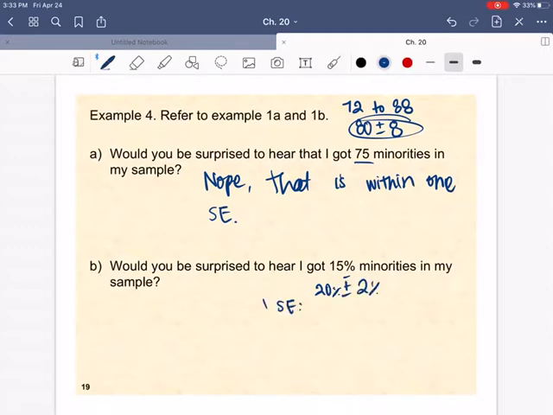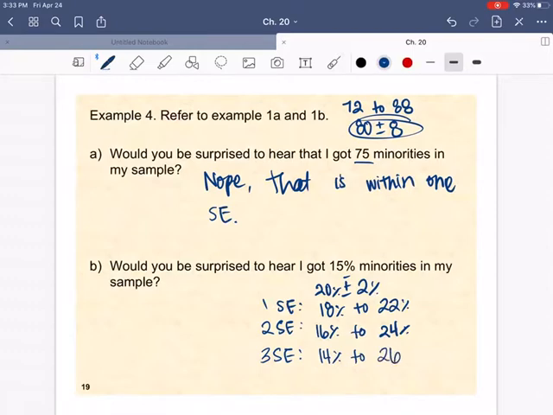So one standard error away is going to be 18% to 22%. Two standard errors away, if we go out another 2% from each of those numbers, 16% to 24%. And three standard errors is 14% to 26%. So three standard errors is our gray area where it's almost surprising, but not quite.